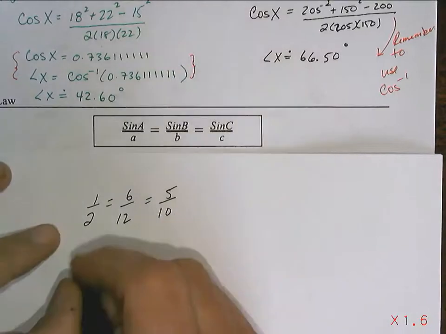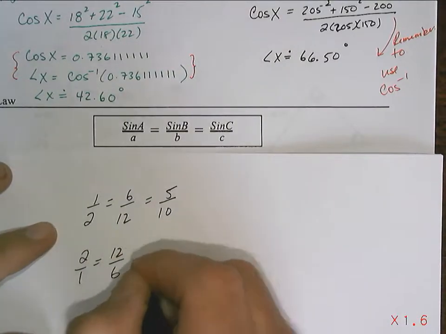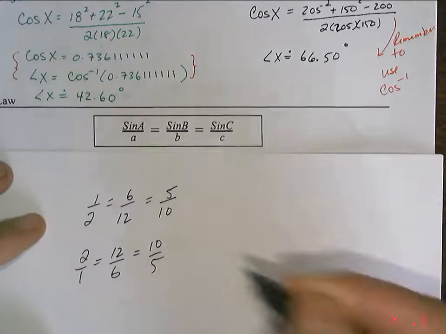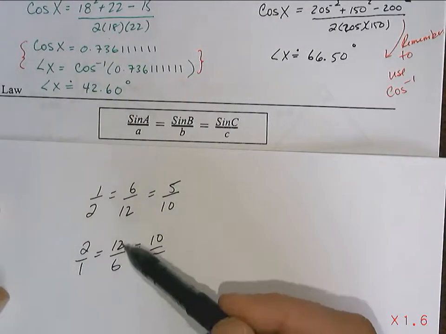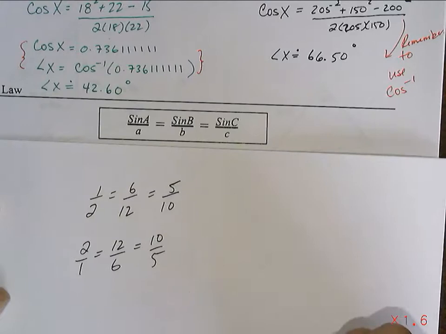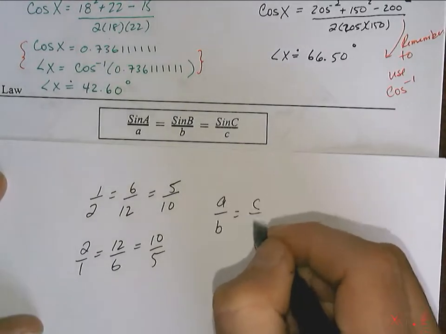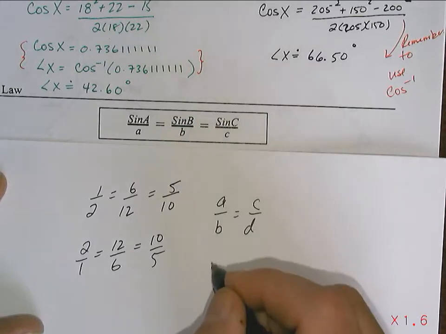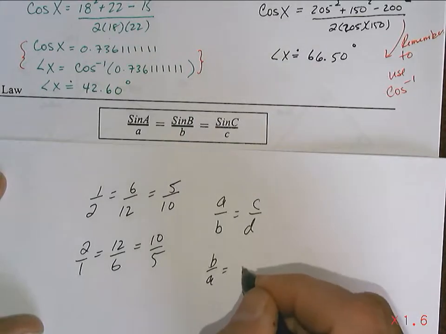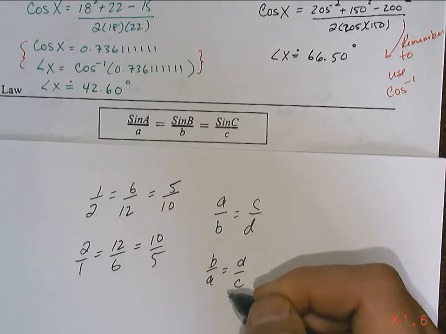Well, guess what? If I was to flip them, a very strange thing happens. The equality stays true. This is 2, this is 2, and this is 2. So if I have two fractions that are equal to each other, a over b equals c over d, if I flip them, b over a and d over c, the equality stays the same.